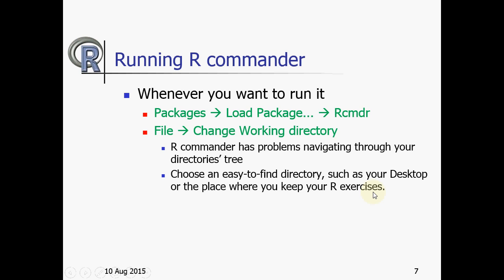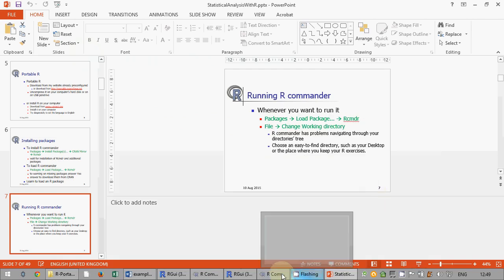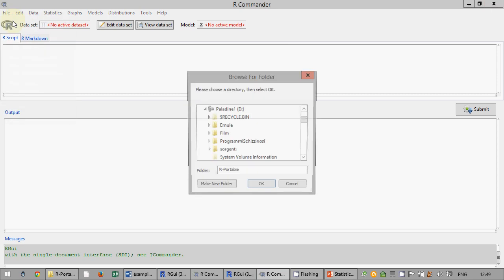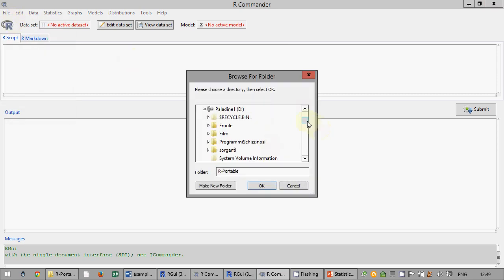It's crucial at the exam. At the exam, don't put your files God knows where, and then at the end of the exam blame the computer for having eaten your files, because I will not believe you. I believe only in the computer. So: File, Change working directory. Instead of putting my files randomly, I will put my files on my desktop.